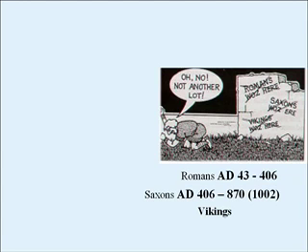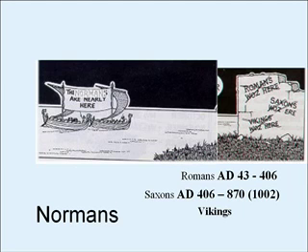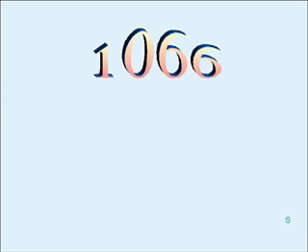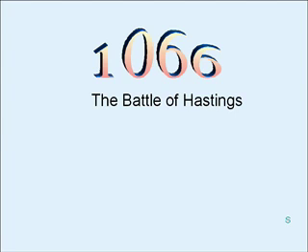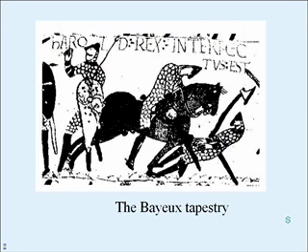So, we've had the Romans, the Saxons, and the Vikings. And now who's coming? The Normans. So the only date which every British person knows is 1066, the Battle of Hastings, when William the Conqueror defeated King Harold. If you think about it, you have another name for William the Conqueror. And you can see the battle on the Bayeux Tapestry.